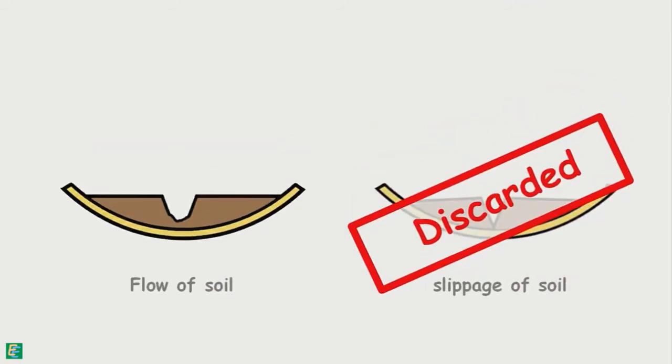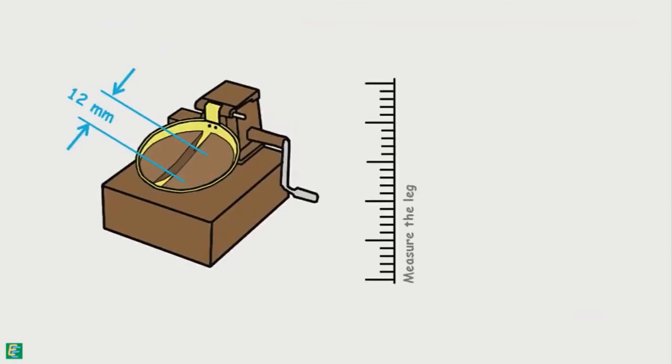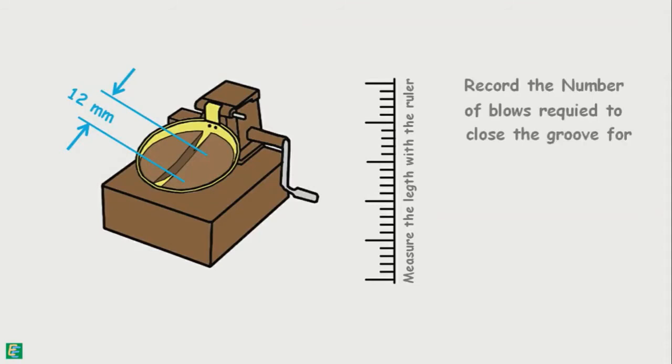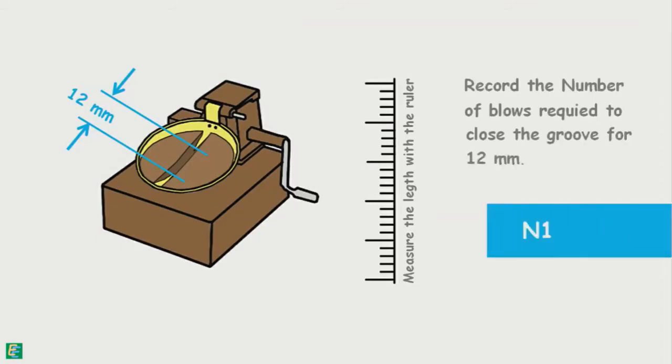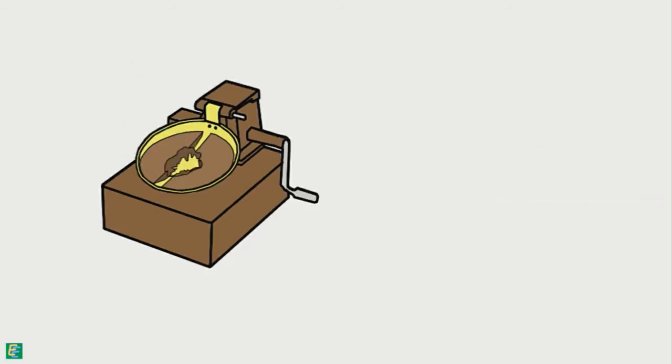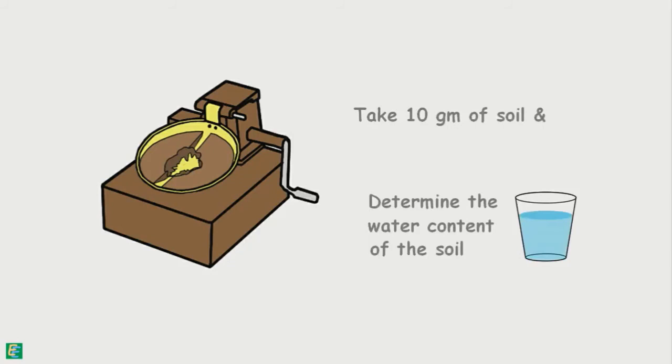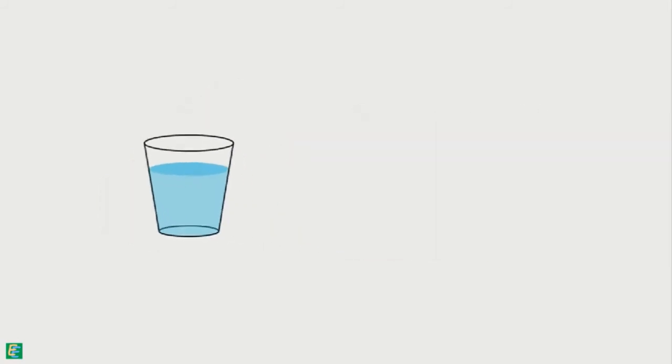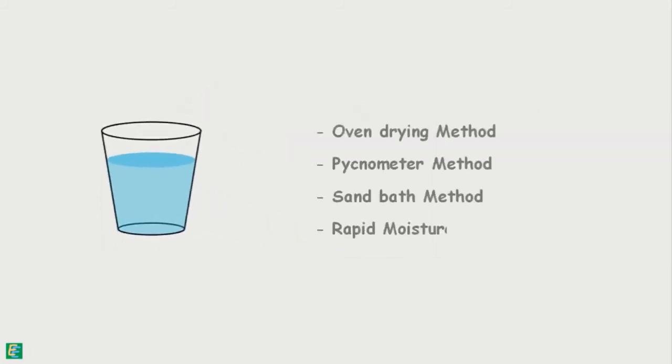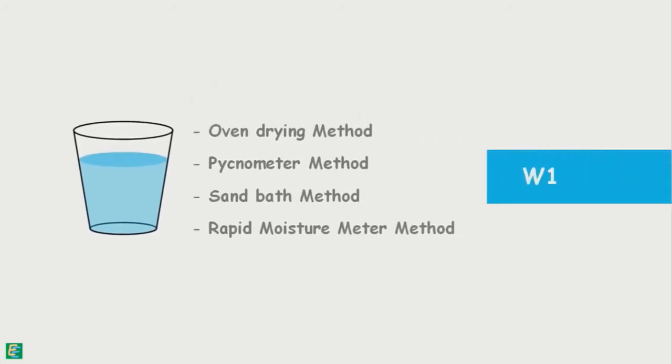The contact distance of two soil halves is measured with a ruler. The number of blows required to close the groove for the length of 12 mm is noted as N1. About 10 gram of soil near the closed groove is taken for the water content determination. Water content is determined using any of the water content determination methods. Determined water content is noted as W1.